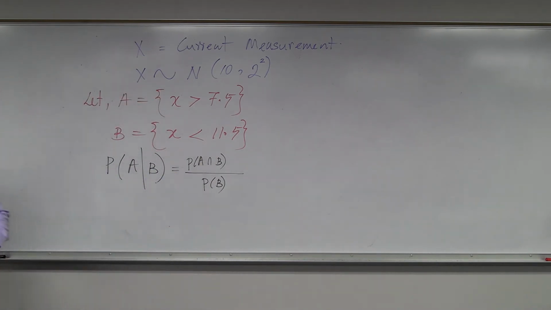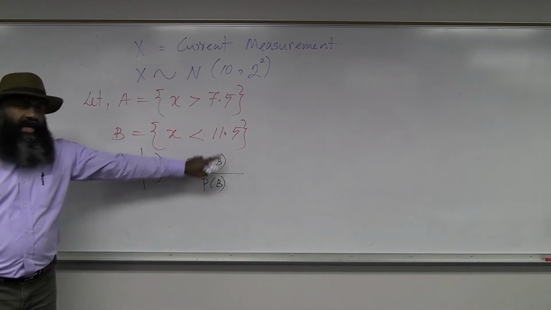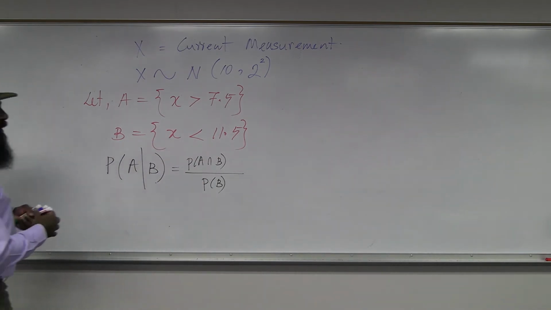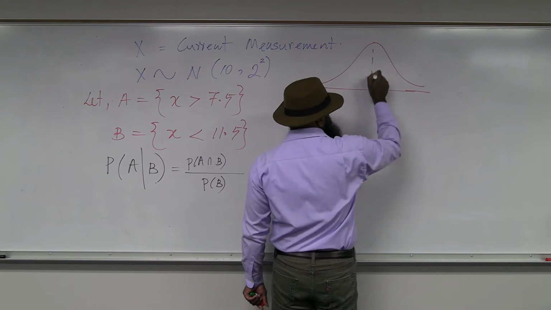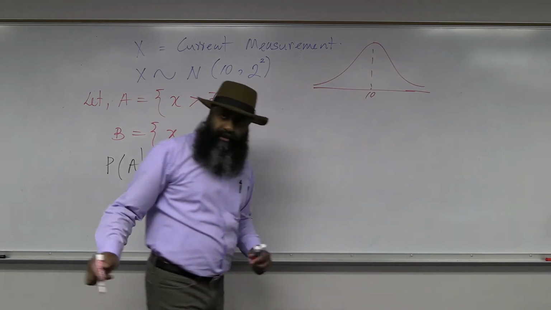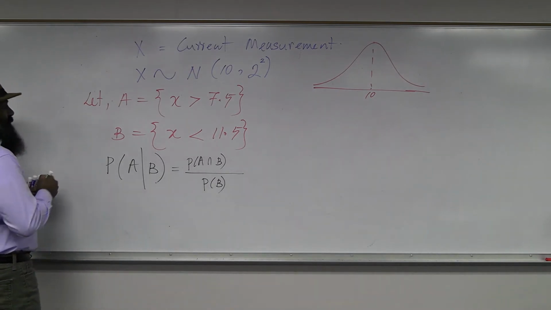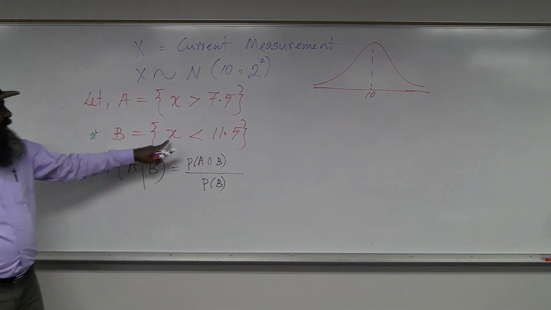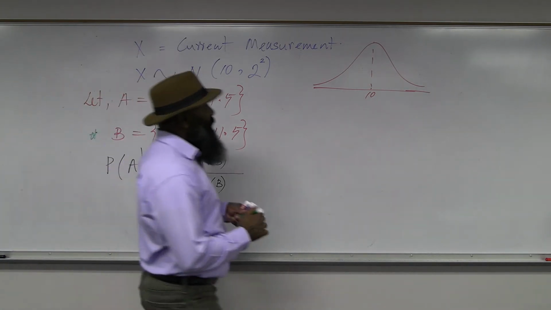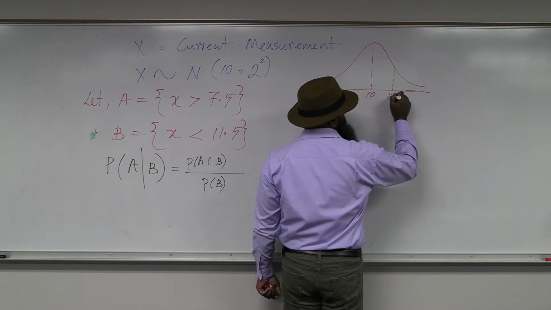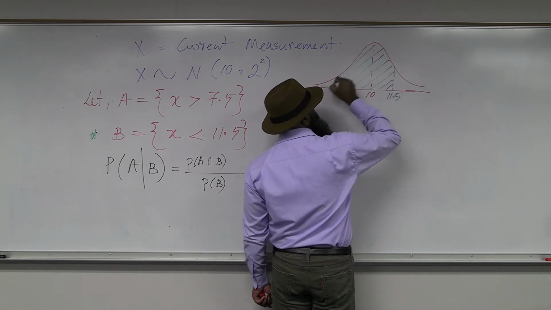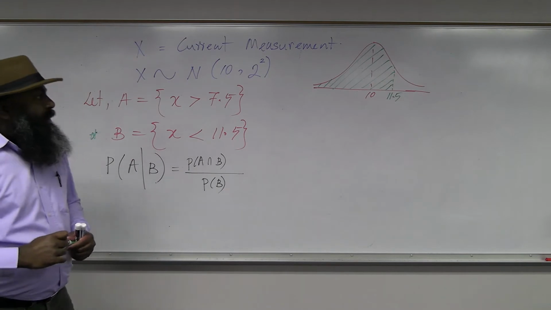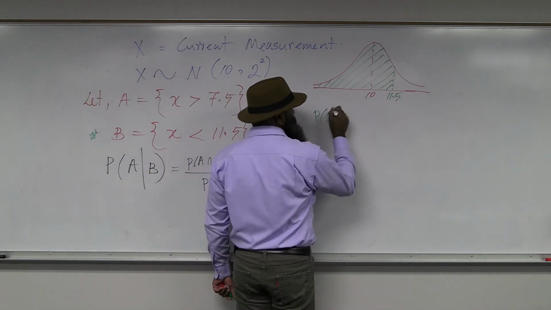So how do we find these probabilities? Now, probability of B is very simple. B is defined as lesser than 11.5, so we can straight away find it. So here's our normal distribution. It's centered at 10, so mu equals 10. So let's first find the probability of B. Event B is defined as lesser than 11.5. So 11.5 will be somewhere here. Lesser than that means area to the left. We can find the probability of B using this graph.